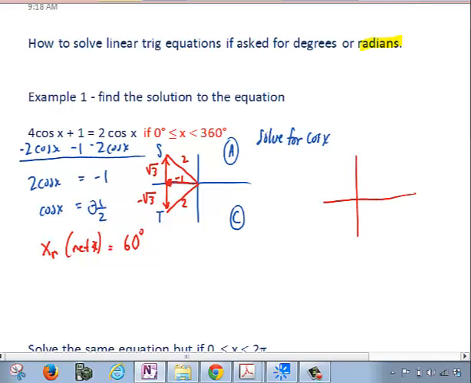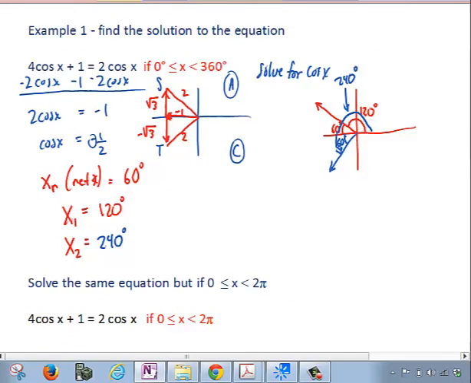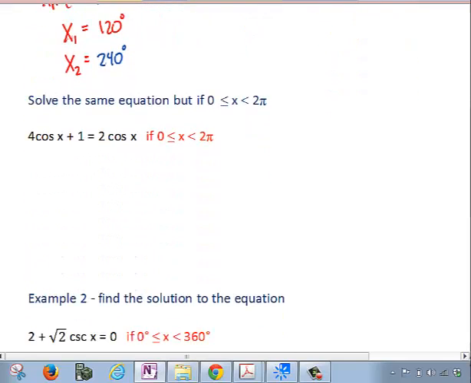An angle with 60 degrees in quadrant 2 is 120 degrees because the 60 is what you need to get to the horizontal. So x1, our first solution, would be 120 degrees. And x2, my second solution, is in quadrant 3. And because of that reference angle being 60, its value is going to be 240 degrees. So my second angle is 240 degrees, and that would be the end of my solution for this problem. Now, we're going to do the same exact problem, but we're going to work in radians.